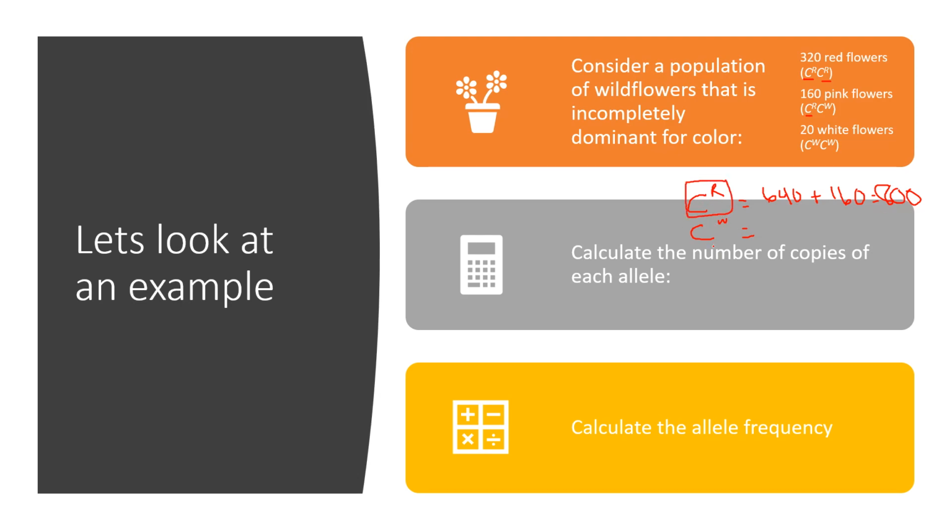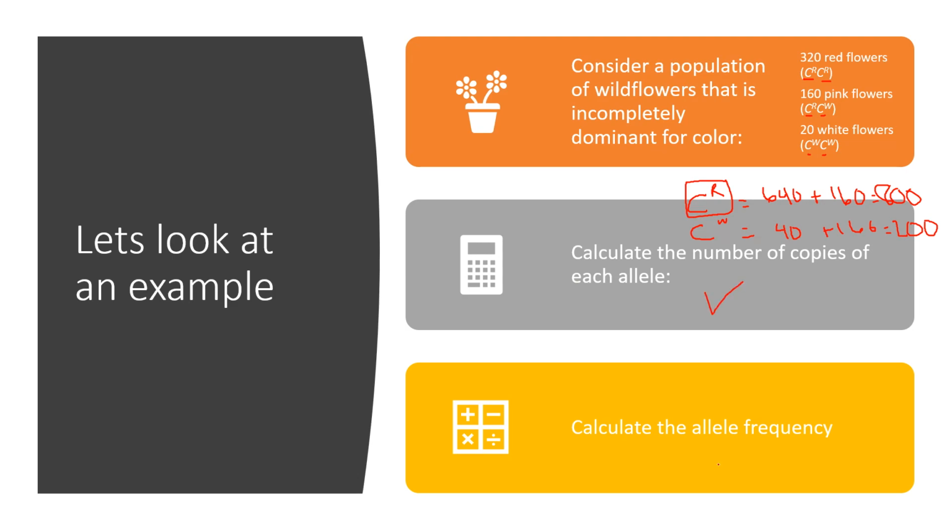Now let's figure out how many we have of CW. Right here we have 20, so we're going to have 40, because we multiply that by 2, since each one has 2 alleles of that kind, and then we're going to add 160 to that. Thank goodness for the simplicity of the math here, but that adds up to 200. So we've now calculated the total number of alleles.